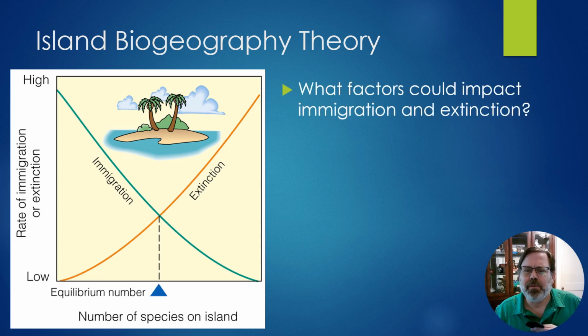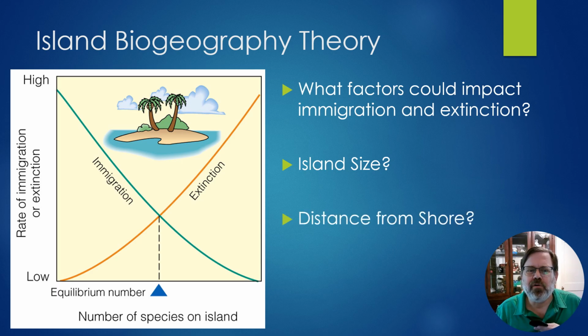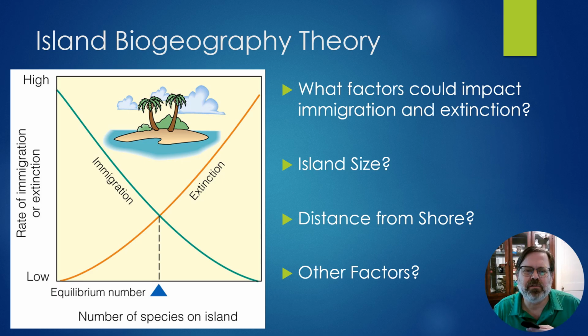So what factors might impact both immigration and extinction? Island size certainly could. We'll get an example of that. And how far it is from the shore. If it's far from the shore, it might be hard to immigrate into that area. There might be other factors that could, the amount of different habitats found on that particular island, et cetera, et cetera.